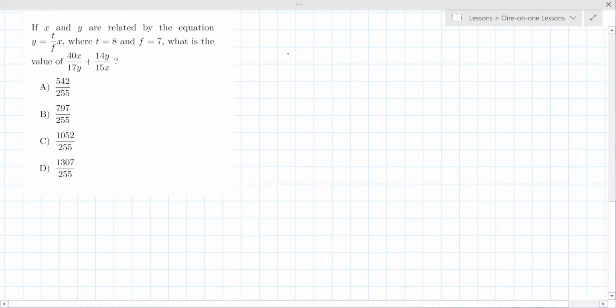So I'm going to start again. Y equals t over f. Now to shorten that up, if you can just write those values, 8 over 7x, rather than writing the values, then substituting in, that saves you time. We are going to cross multiply here. So 7y equals 8x.